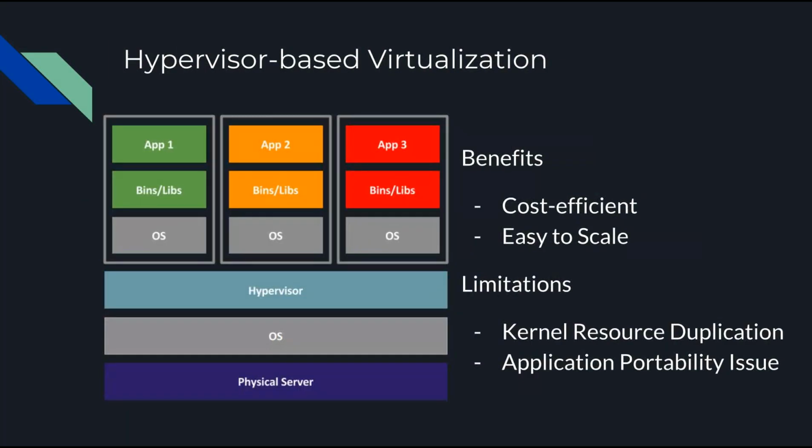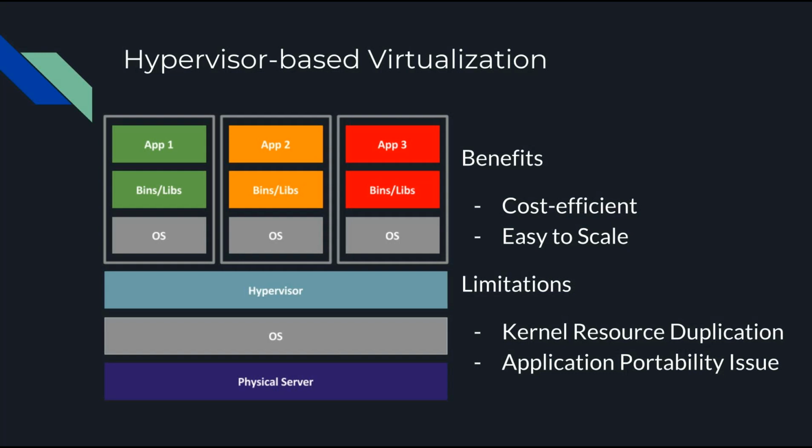So enter hypervisor-based virtualization, wherein you would have the physical server. On top of that, you would have the operating system, and then there is a hypervisor layer, which would allow you to install multiple virtual machines on top of it. And in each of these virtual machines, you could have your own application running. And in that virtual machine, it has its own operating system running.